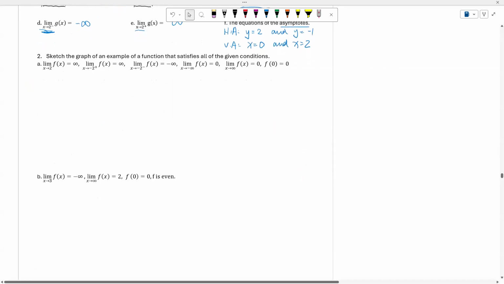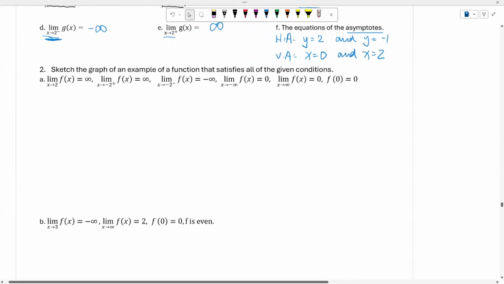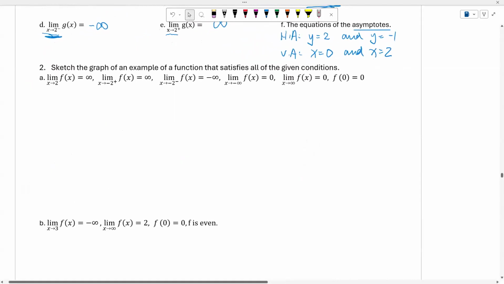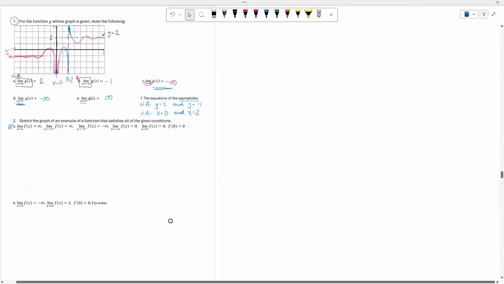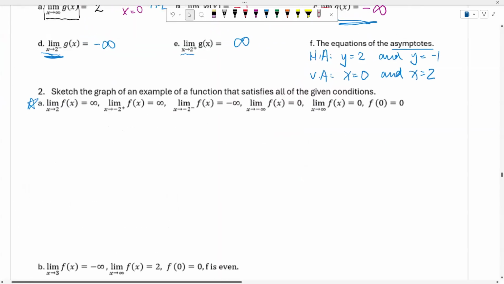And now, let us look at the following example. How do we actually sketch the graph of the functions that satisfy the different conditions? So in this case, when we try to graph functions, what we would like to do is we want to get the information. Then now, let's see.